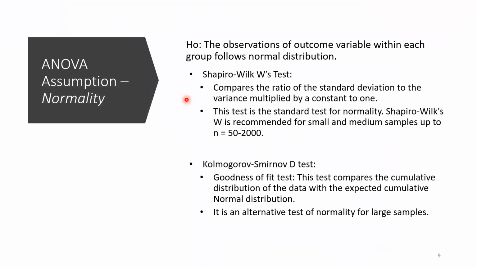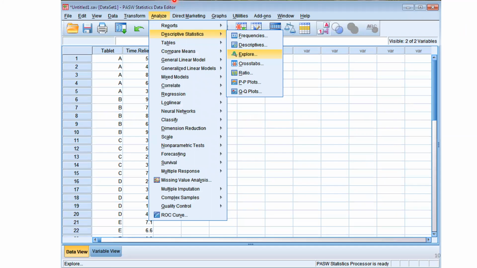To proceed for ANOVA, first we have to check normality because it is the first of the main assumptions. We have two tests: one is the Shapiro-Wilk test, and another is the Kolmogorov-Smirnov test. We are going with the Shapiro-Wilk test because of our small sample size. It can be checked in SPSS using Analyze, Compare Means, Explore.